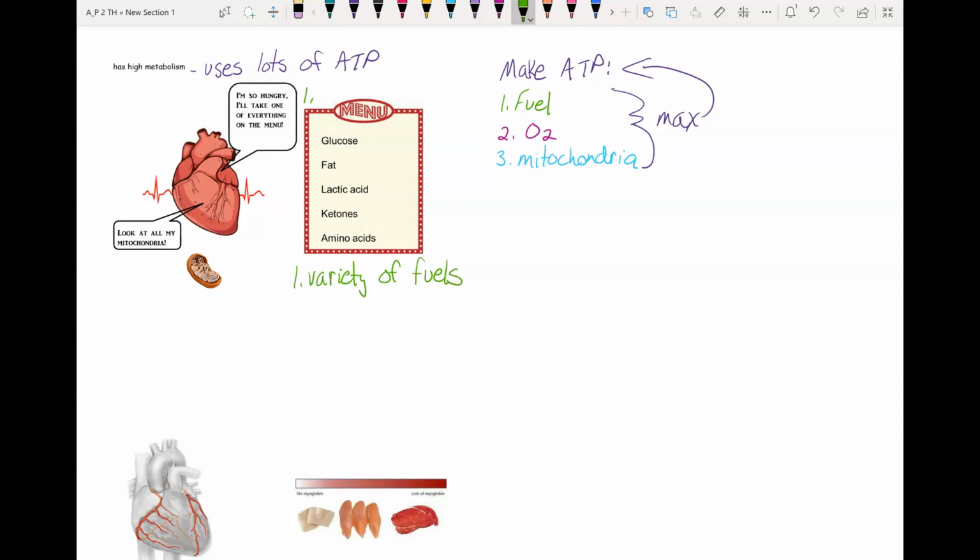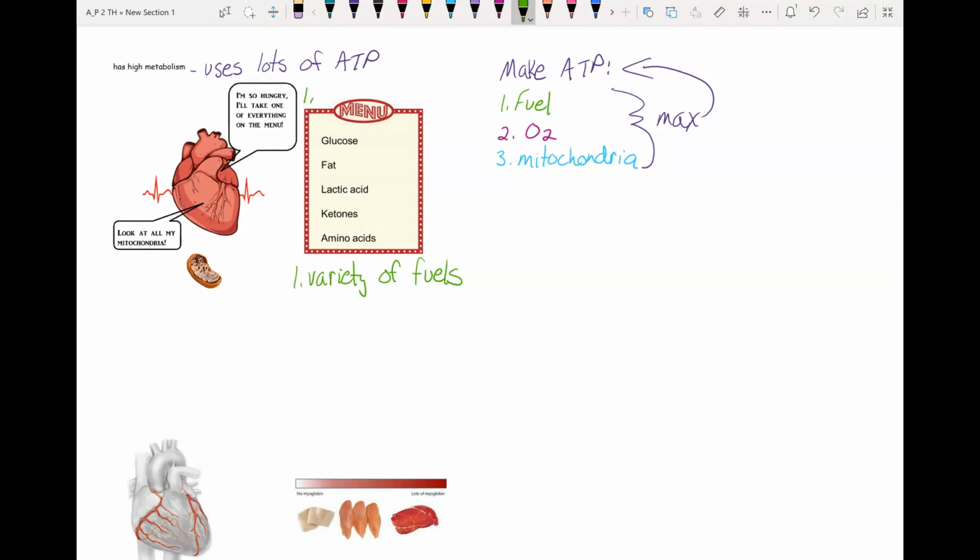It's kind of the opposite of neurons. Neurons will only use glucose. They're very picky. The heart is not picky at all. The heart is like the one who's hungry and will eat anything. Even some of these things are waste products from other cells, like the lactic acid and the ketones. That's waste that other cells put into the blood, and the heart's like, hey, you're not going to eat that? I'll take it. And it uses those.